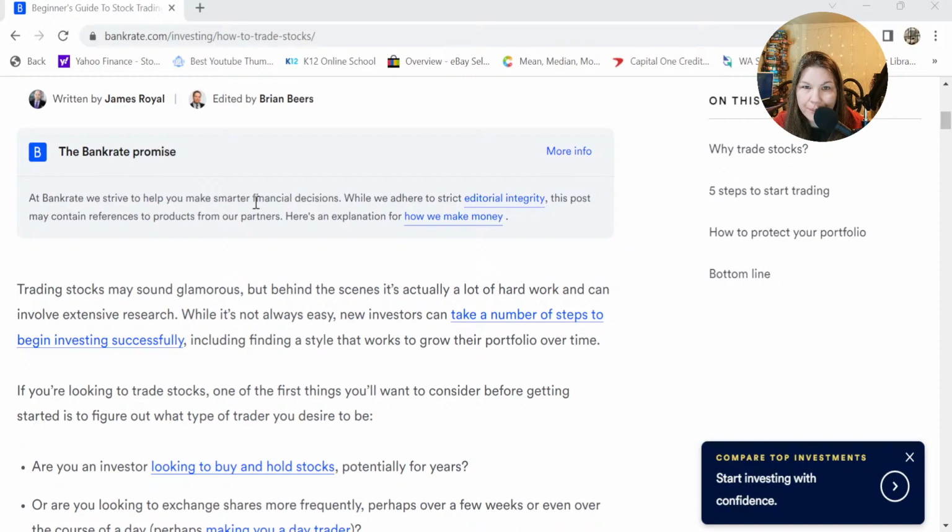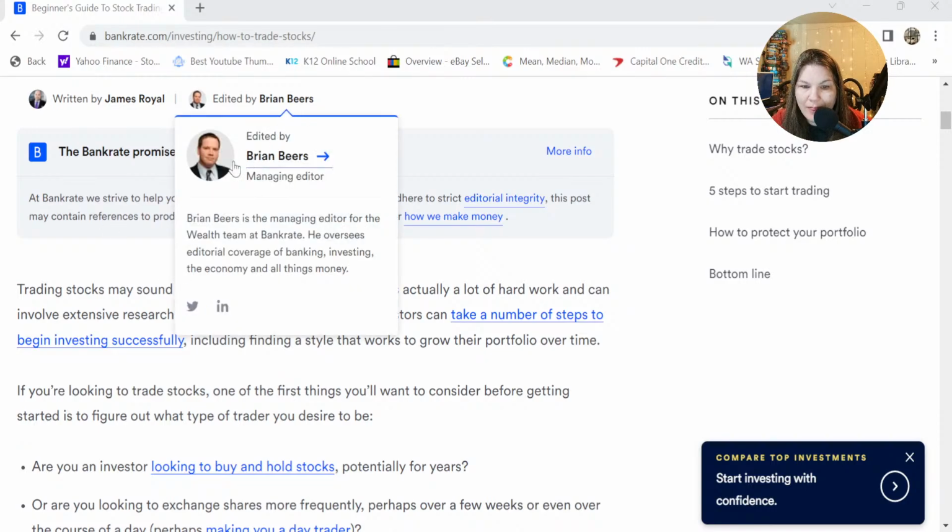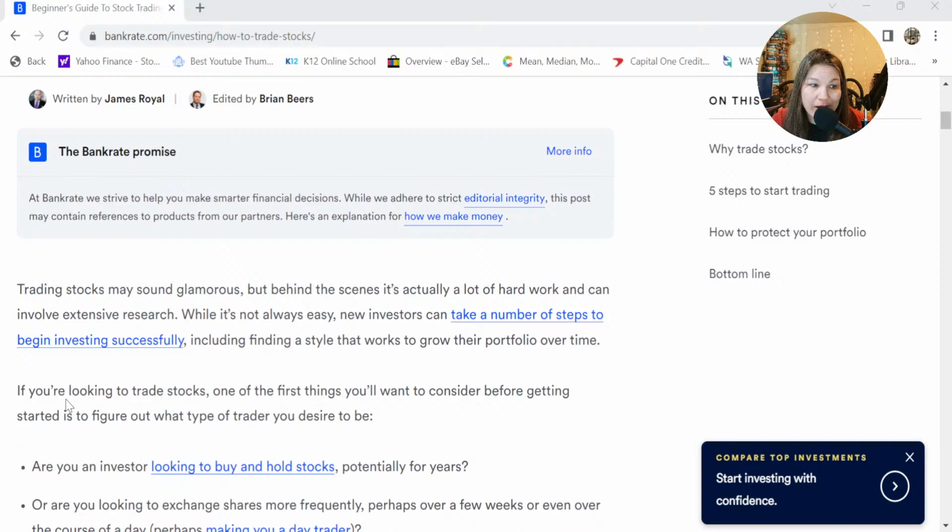And that's okay. Even if we had 100 programs to learn, we could still learn it because we are capable human beings. If Mr. James Royal can write this article and Mr. Brian Beers can edit it, then you and I and anybody else watching can learn these words and learn a program and learn to trade on the stock market. That's just basic facts, guys.